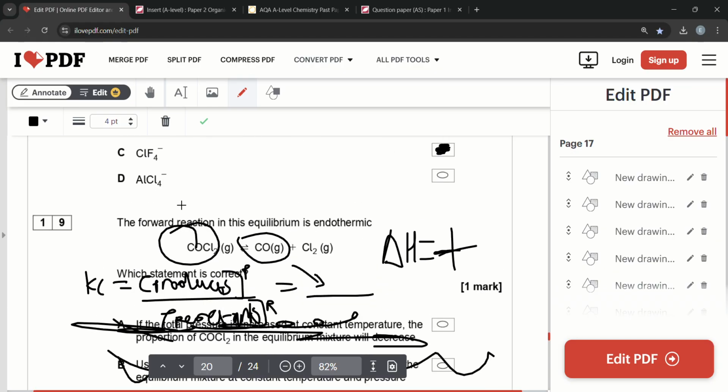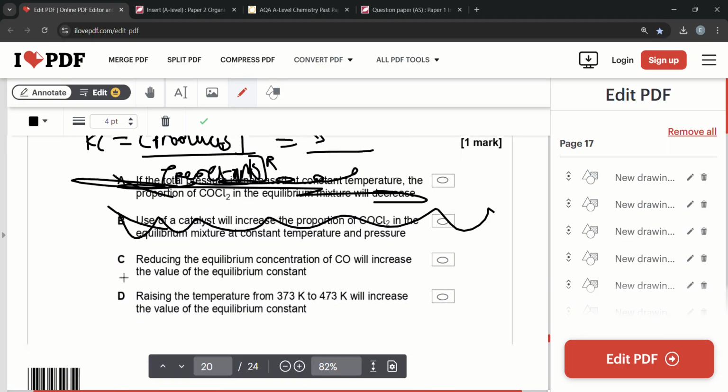That's false. If I've got, let's say, 10 divided by, let's do bigger numbers, make it simpler. Actually, let's do 10 divided by 15. If I decrease this 10 to 5, so 5 over 15, which one is a bigger number? 5 over 15 is 0.333. 10 over 15 is 0.66666. So actually what will happen to the value of the equilibrium constant is it will decrease.